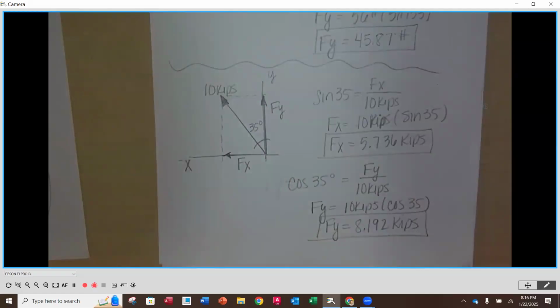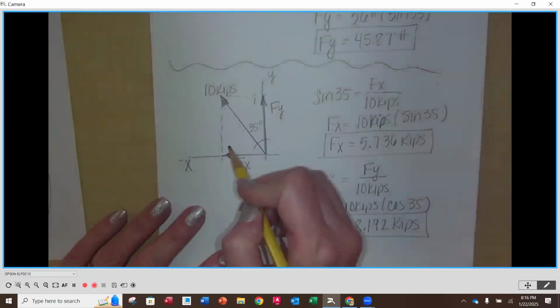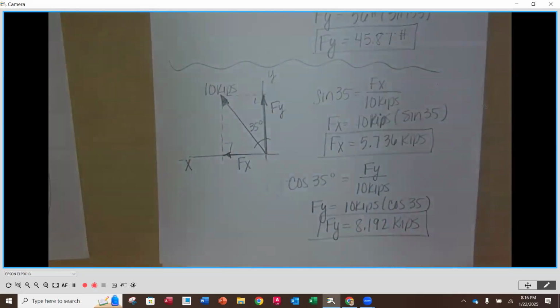It's never a bad idea to make sure that your answers make sense because we've got a right triangle here, either one of these. Notice that our hypotenuse always has to be the largest number. So as we look here, indeed, it's not any larger than either one of the legs. And then also making sure that as we look at the angle, it does make sense that the FX is considerably shorter than the vertical or the FY. Okay. All right. Any questions on that one?